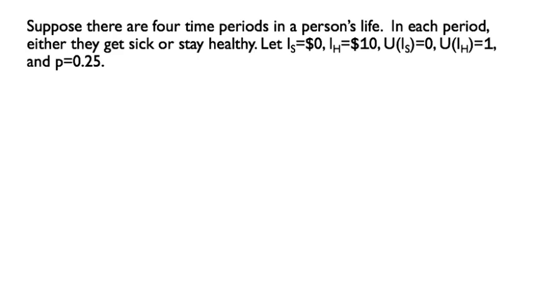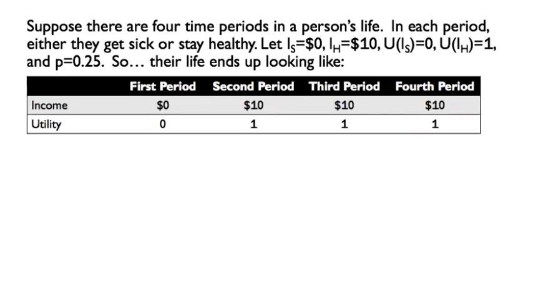Suppose if you make an income of $0, your utility is 0. So this would mean UIS is 0. And then let's also suppose if you make an income of $10, your utility is 1. So UIH would be 1. Okay, let's have a person who has a 25% probability of getting sick in any one period. And in each period, they either get sick or they stay healthy.